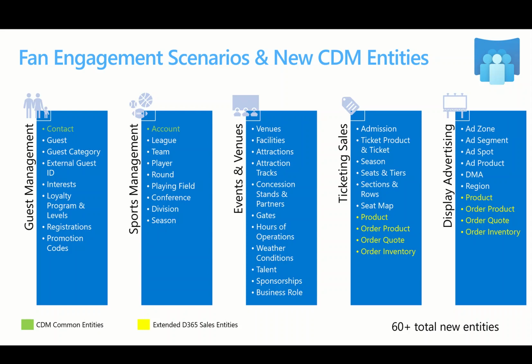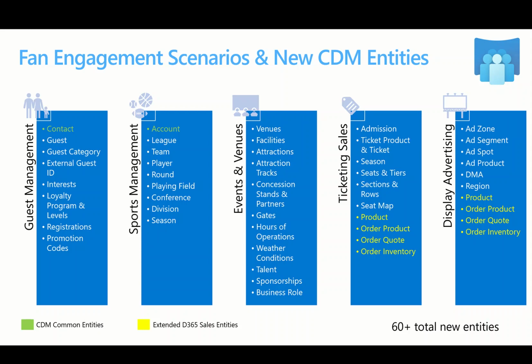You'll notice that some of these entities are brand new, whilst others of them extend existing entities that are available either through the common data model that already exists, or extending entities that you get from D365 Sales, such as products or quotes. So what we've tried to do here is build out these entities in such a way that you can start building applications very quickly. Now, of course, part of the accelerator is to give you examples of these, and that's what I'm going to show you now.